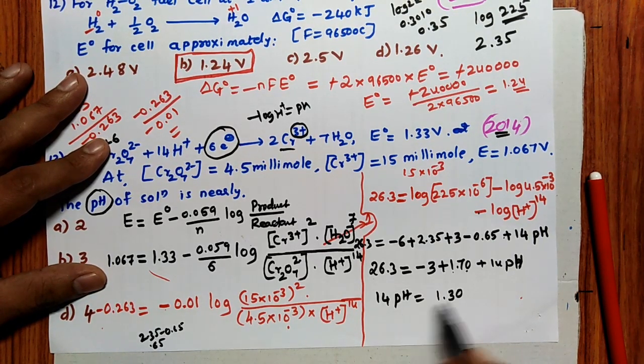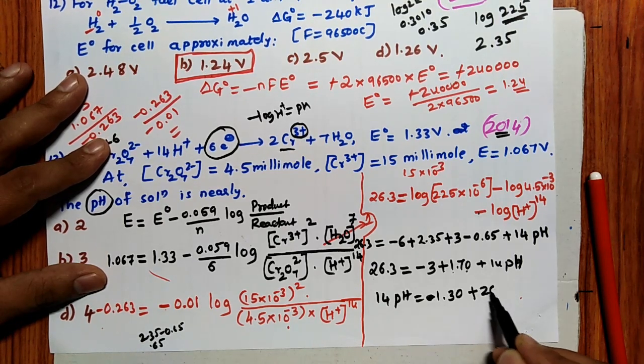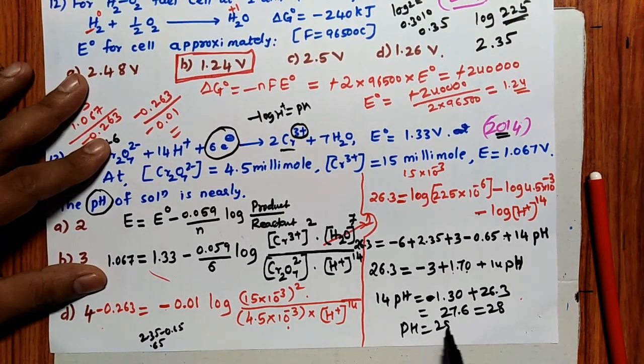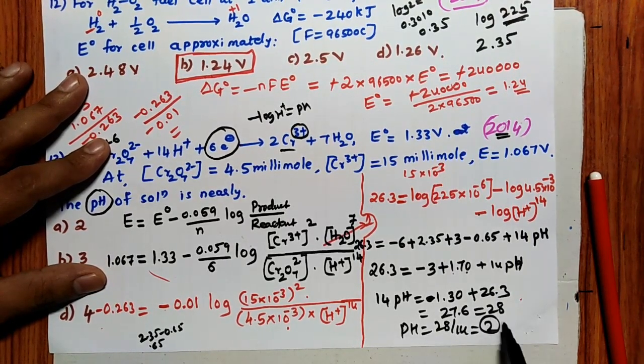So plus minus, you will get minus here. So we will take it to this side. Hence it is 1.30 plus 26.3, which is equal to almost 27.6, nothing but 28 I will take. So pH is equal to 28 divided by 14, which is equal to 2.